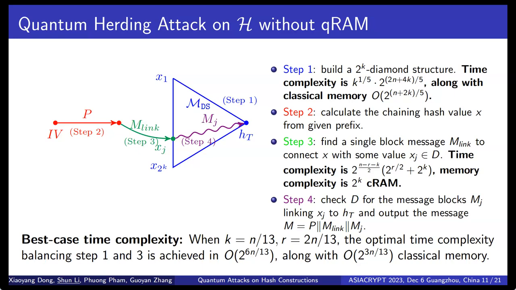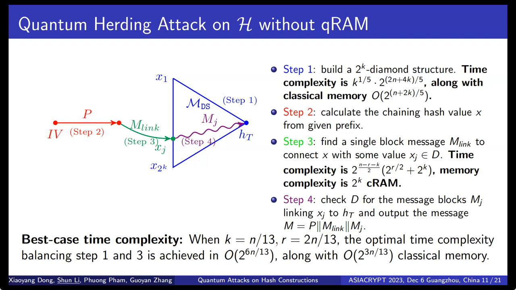So we have step one and step three. The time complexity in step one is 2^(32N plus 4K over 5), along with classical memory 2^(32N plus 2K over 5). And in step three, the time complexity is 2^((32N minus R minus K)/2) times 2^(32R over 2) plus 2^K, which is optimized at R equals 2K. The time complexity is 2^(32N minus K over 2), and the memory complexity is 2^(32K) classical memory.